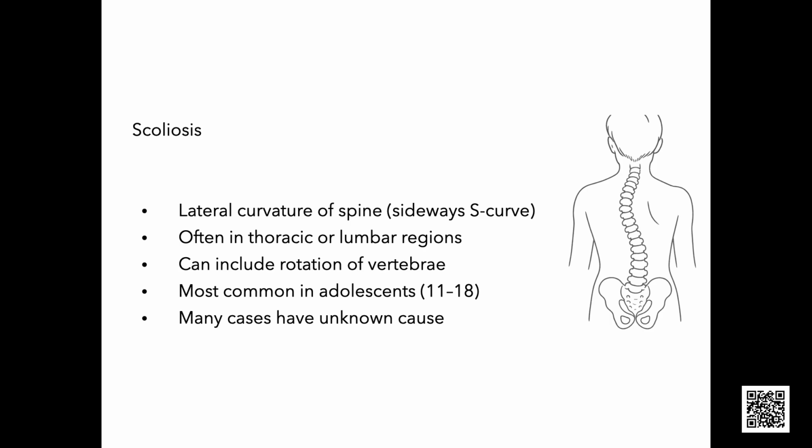Scoliosis is different. It's a lateral curvature of the spine, usually in the thoracic or lumbar regions. Instead of bending forward or back, the spine curves sideways, sometimes with a twist. Most cases are discovered between ages 11 and 18. The exact cause is often unknown.